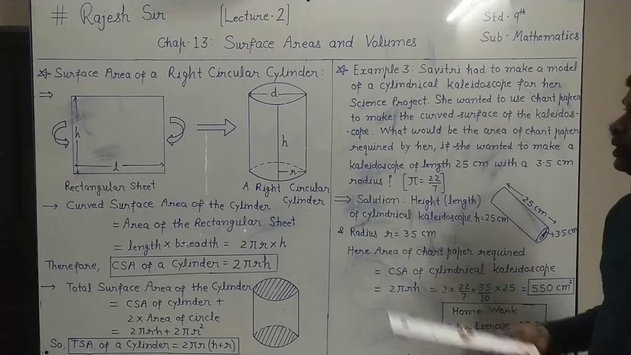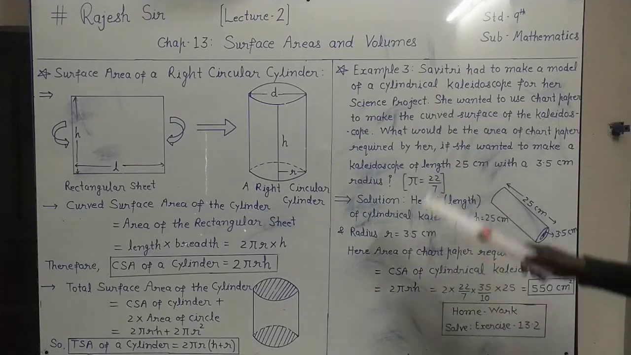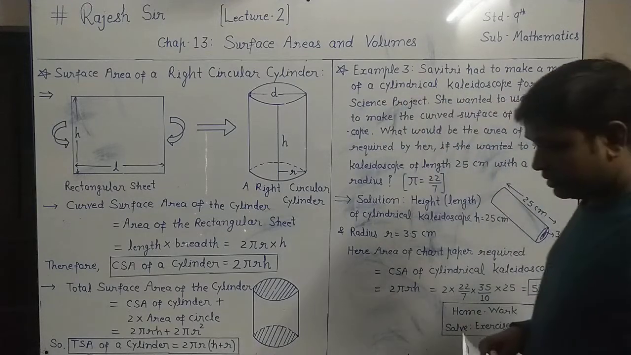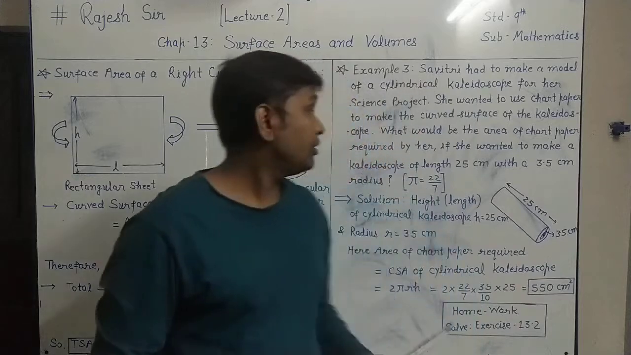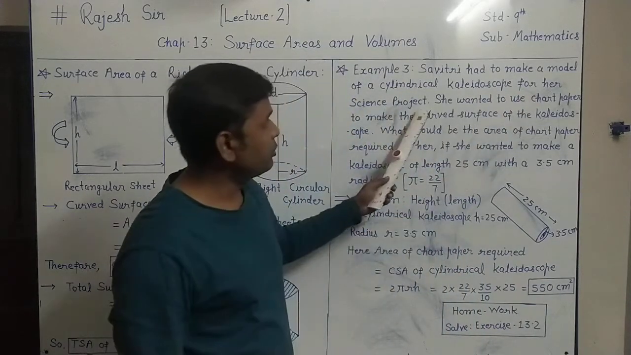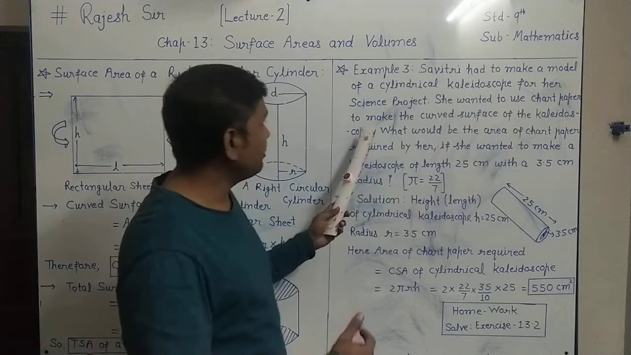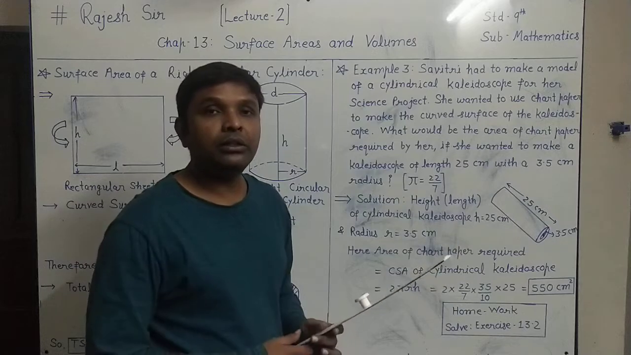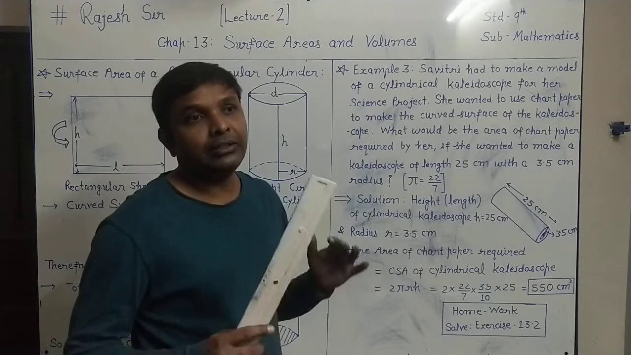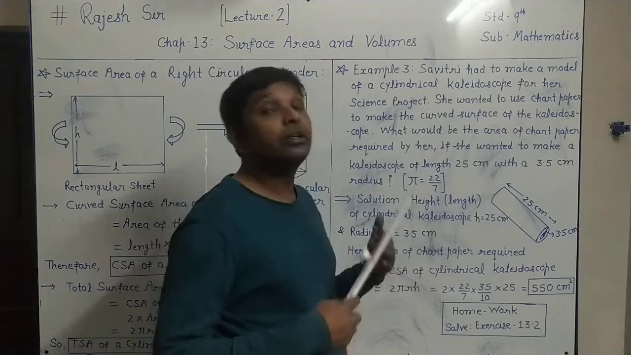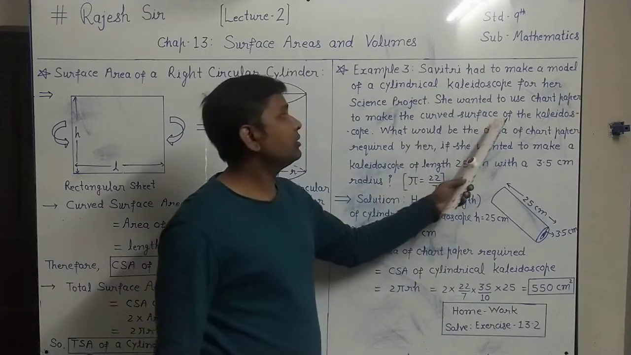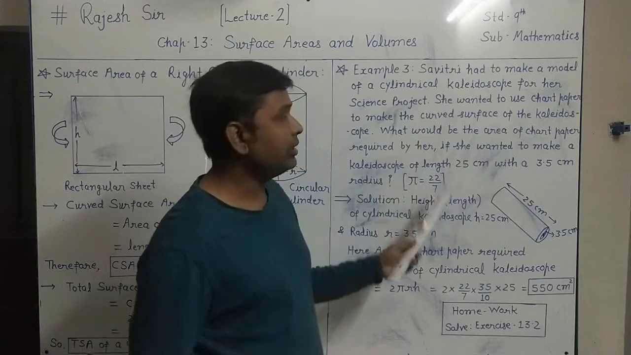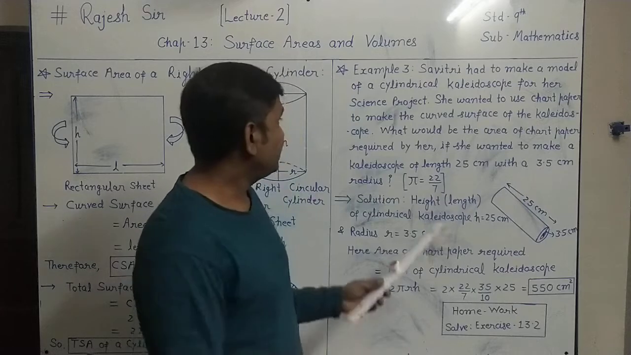Now related to this cylinder, we have example number 3. Savitri had to make a model of a cylindrical kaleidoscope. Savitri wants to make a cylindrical kaleidoscope for her science project. She wanted to use chart paper to cover the curved surface of the kaleidoscope. Which part does she cover? She covers the curved part, the curved surface of the kaleidoscope. So what would be the area of the chart paper required by her to cover this kaleidoscope?